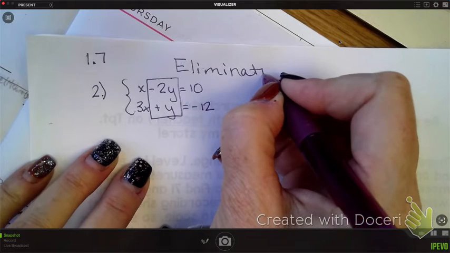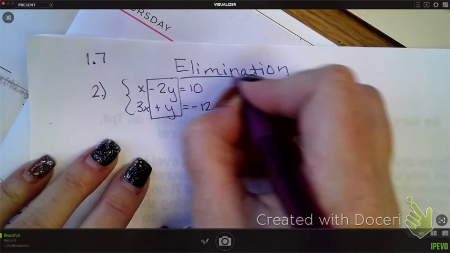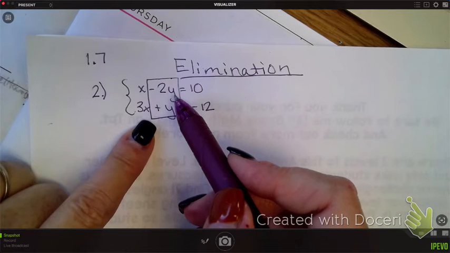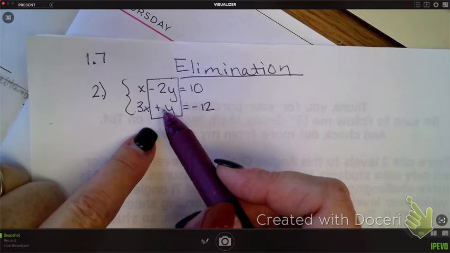Okay, we're going to start with elimination. Again, elimination means getting rid of. You guys chose to get rid of the y's. One has to be positive, one has to be negative. Is that taken care of for us? Yeah.